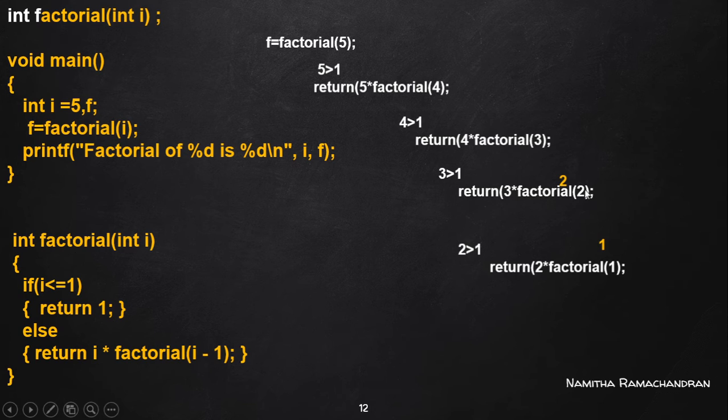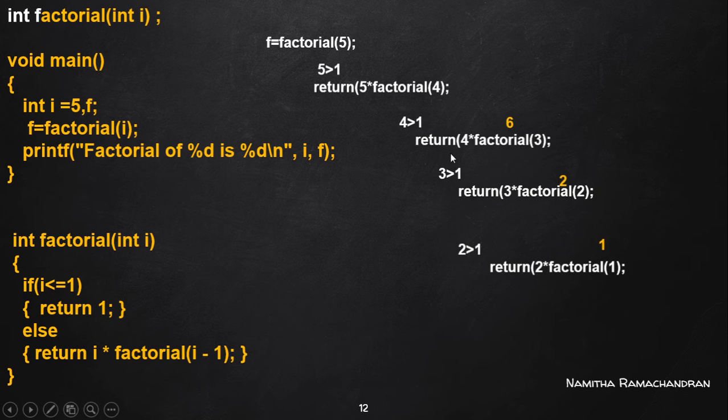Now continue the full statement, return 3 into 2. So we want to return value 6 to the location from where it is called. From where it is called? From here it is called. So we want to return the value 3 into 2, that is 6, to this particular location. Right? So this factorial of 3 is now substituted with the value 6. After completing this statement execution, it returns value 6 to this particular location.